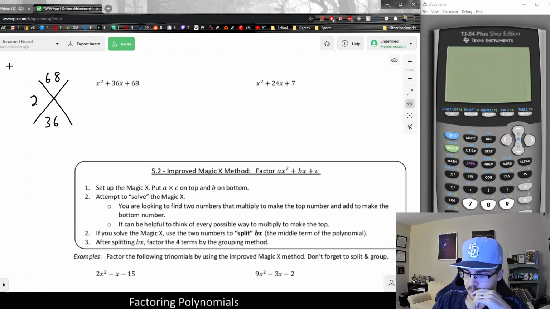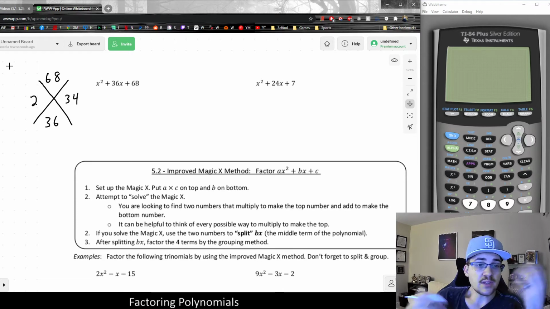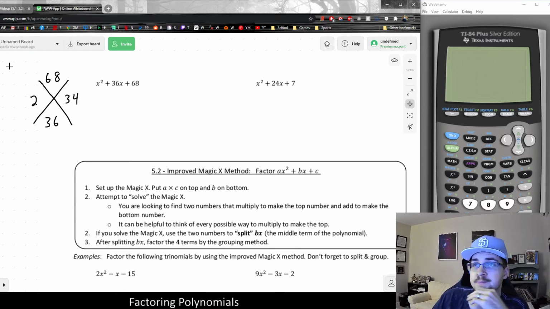That might be a little bit more obvious, but sometimes you might just find it right away. It might be kind of easy to figure out the answer. Sometimes it might take quite a bit of thinking to solve. That just really depends on what numbers you have. And in your homework for this week, you'll have some practice on doing this in MyMathLab. But anyways, that's our answer: X plus 2, X plus 34.